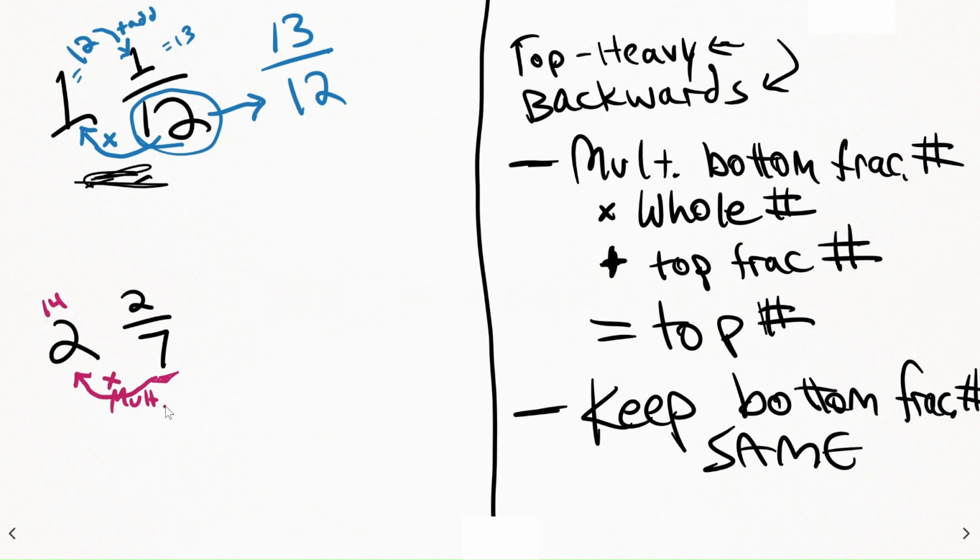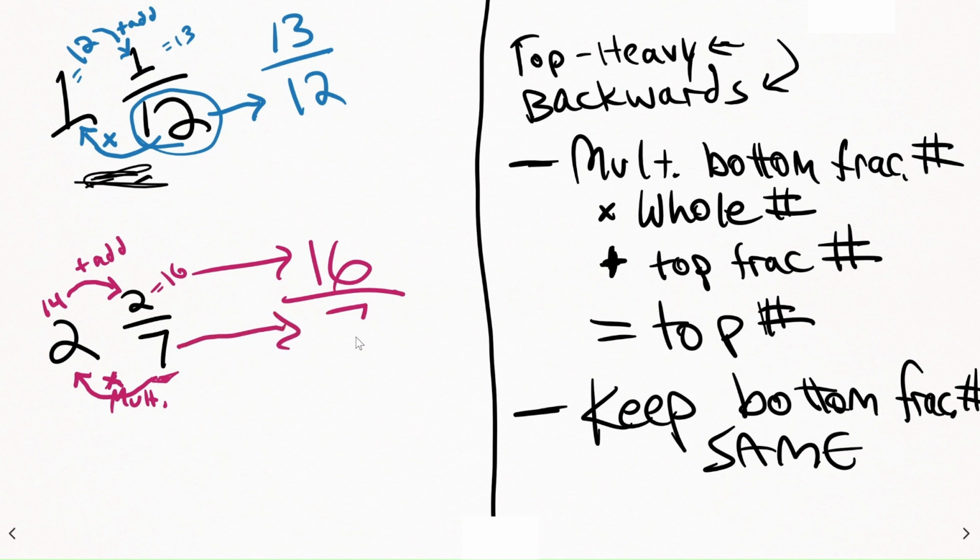I'll put multiply, because you can't tell if I'm writing the X or the addition sign. So 7 times 2 is 14, plus 2, we'll put add, plus 2 is 16, and that goes to the top, and then whatever is on the bottom of the fraction, you just keep. So the top heavy number for 2 and 2/7 is 16/7.